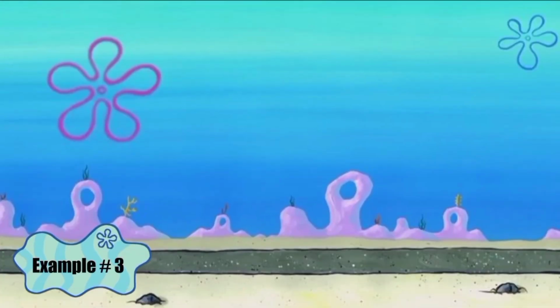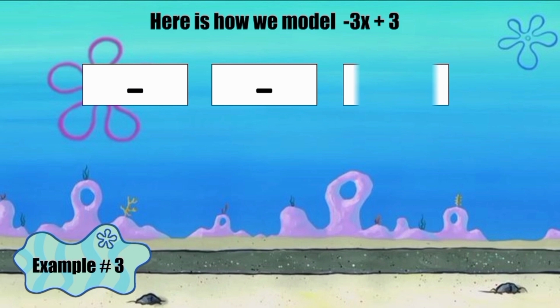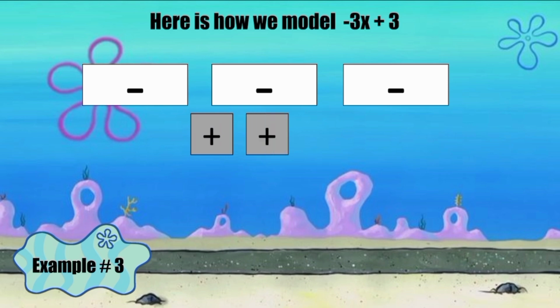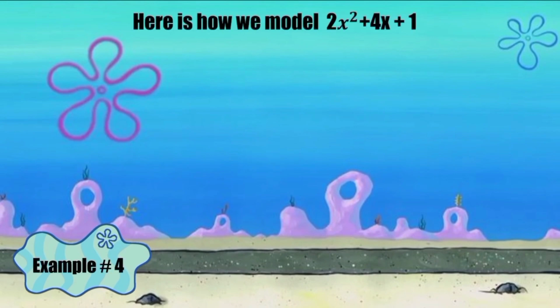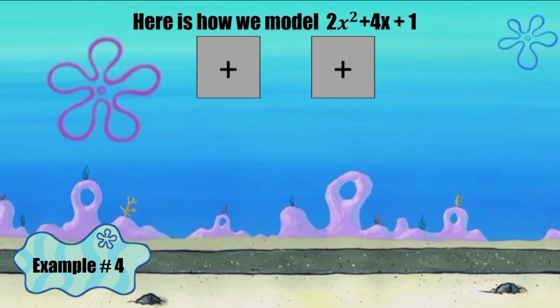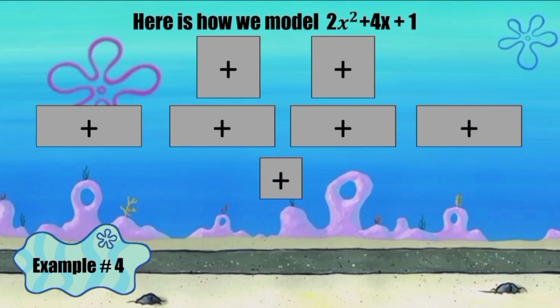Now we have example number 3. Here is how we model negative 3x plus 3. For negative 3x, we have 1, 2, 3, 3 negative x. We have 1, 2, 3, 3 positive 1. Now we have example number 4. Here is how we model 2x squared plus 4x plus 1. For 2x squared, we have 1, 2, 2 positive x squared. 1, 2, 3, 4, 4 positive x. Then we have 1 positive 1.